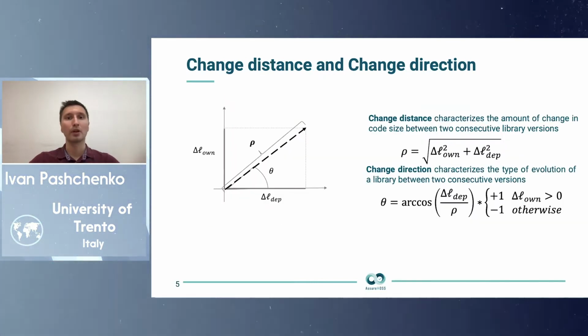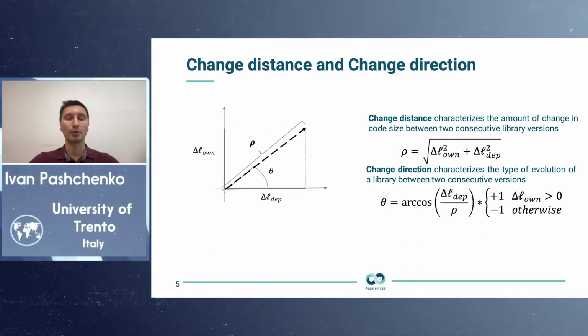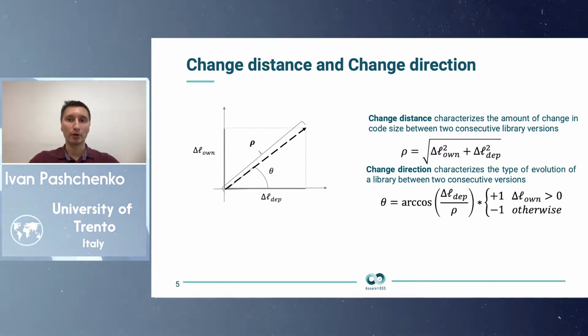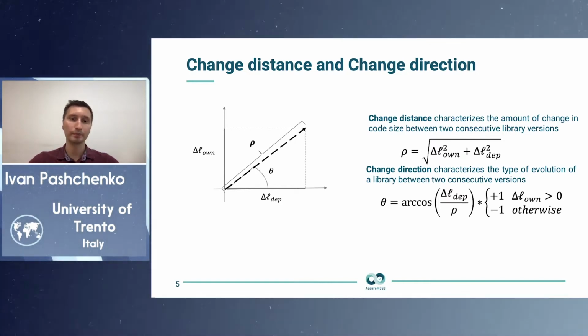Additionally, we introduced the change distance and change direction metrics to measure the qualitative changes of a library between two consecutive versions. These metrics capture the polar coordinates of the changes in the plane described by the sizes of own code and third-party code.